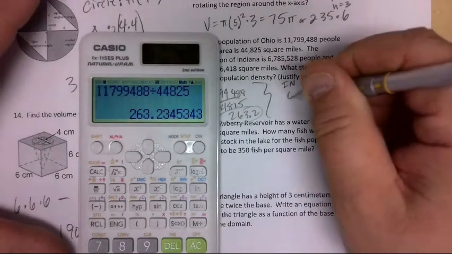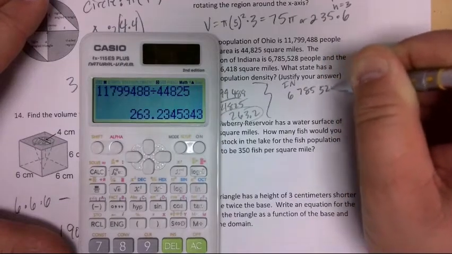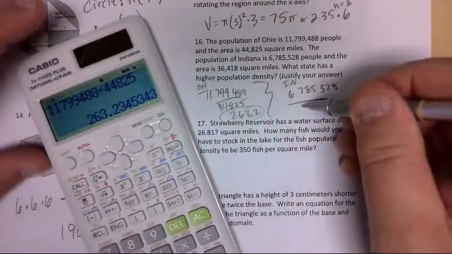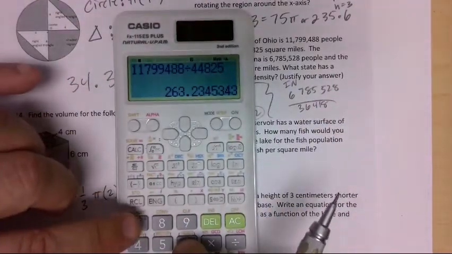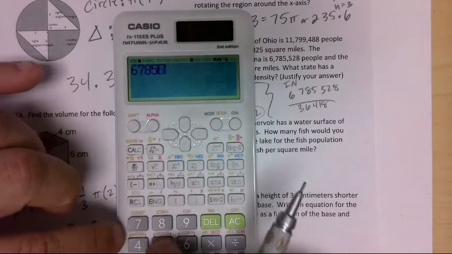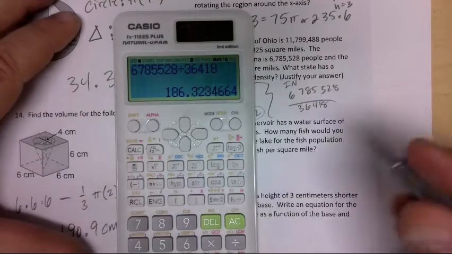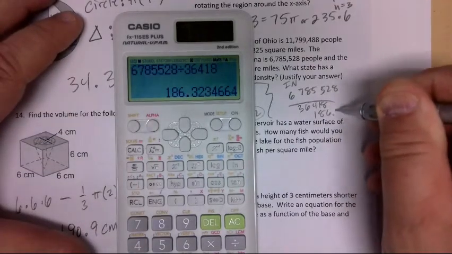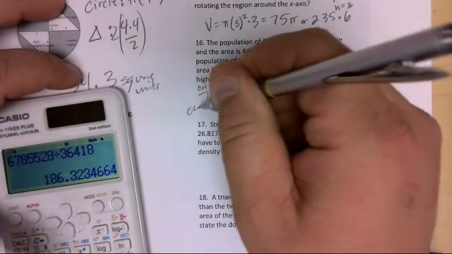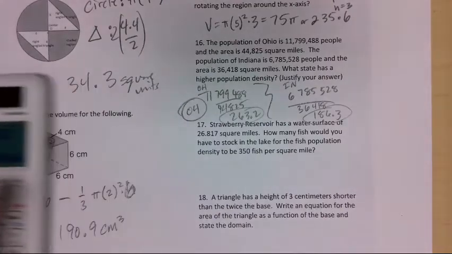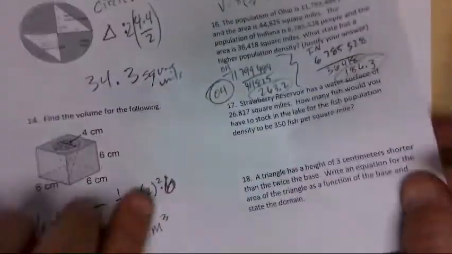And Indiana, it says, has a population of 6,785,528. And the area is 36,418 square miles. So 6,785,528 divided by 36,418, and I get 186.3. What state has a higher population density? Ohio has a higher population density because it's got a bigger number. Okay, cool. Let's move on.